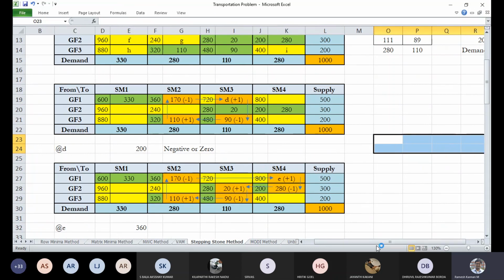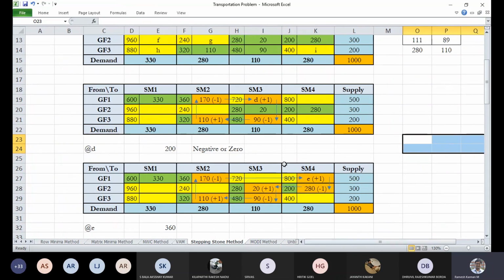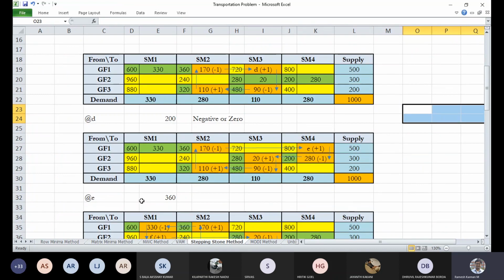So we will first finish with E, which is the closed loop here. We'll start with the E here, then we'll end up with this loop, and finally we'll go back to this 20, then 90 and 110 and 170, right?